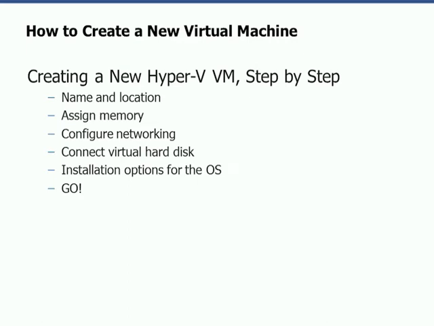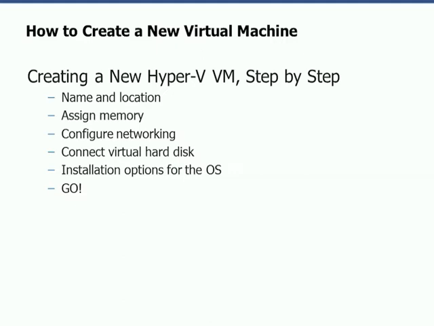The steps to create that new Hyper-V virtual machine are to assign a name and location, assign memory to the virtual machine, virtual memory, configure networking, what virtual network will the virtual machine connect to, a virtual hard disk and potentially create one, define any installation options for the operating system, and then click Go. From there, the installation of the guest operating system in the virtual machine will start.